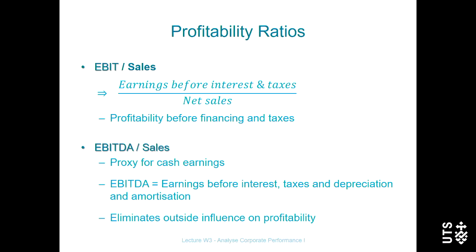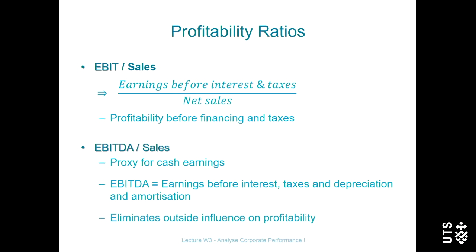A slightly cleaner version of the EBIT to sales would be the EBITDA to sales. And the reason why I say it's cleaner is because it's using earnings before interest and taxes, so it's ignoring the financial structure of the company. It's only looking at operations. But it's also excluding depreciation and amortization.